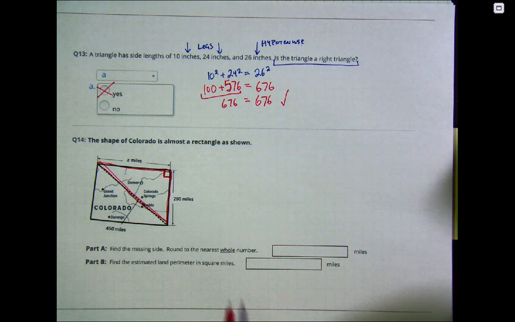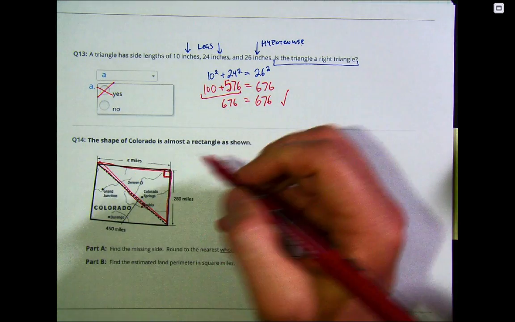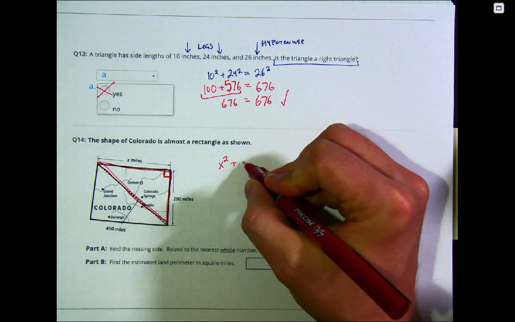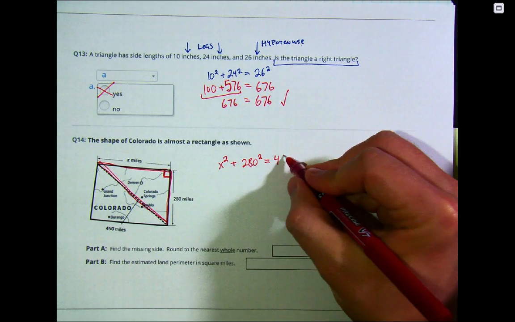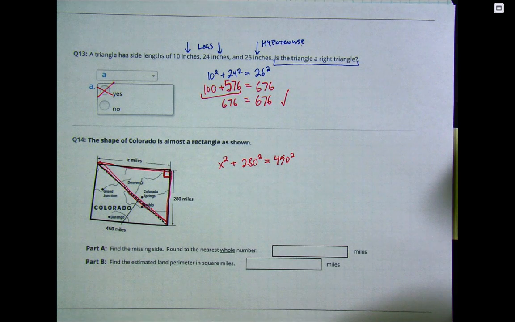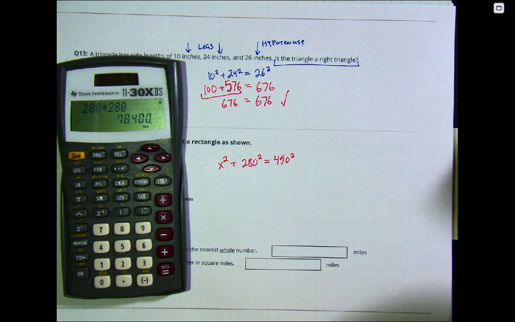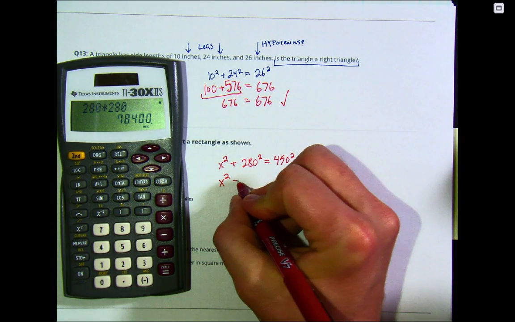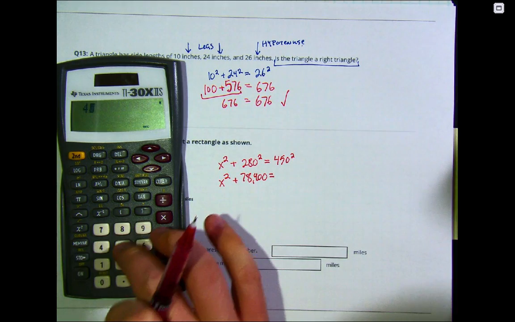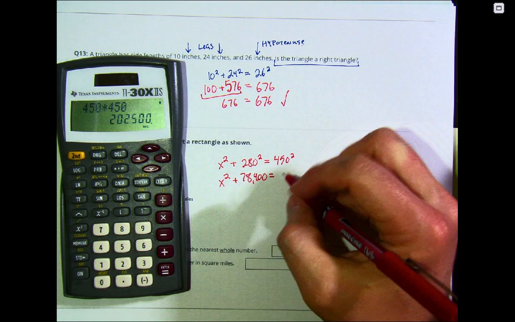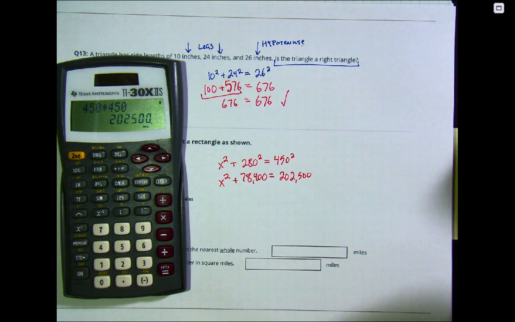How am I going to set this up? I've got to go leg squared, hypotenuse squared. So x is a leg. 280 is a leg. 450 is the hypotenuse. Man, these numbers are going to get big. So 280 squared, I definitely don't have that memorized, is 78,400. 450 squared is 202,500.